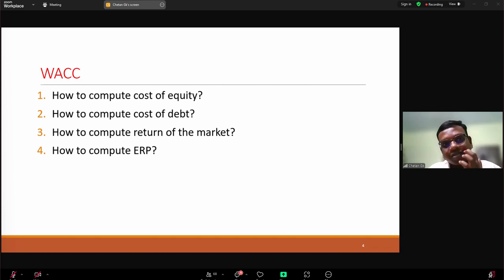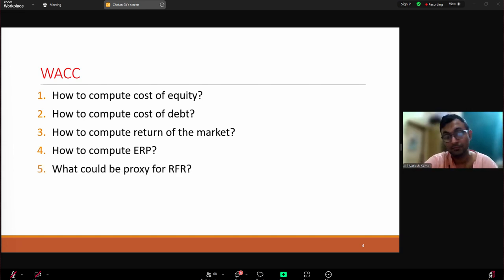Good. Next is how to compute the ERP. We know, everybody knows: market return minus risk-free rate. It is going to be equity risk premium for India. So what is the proxy for RFR?